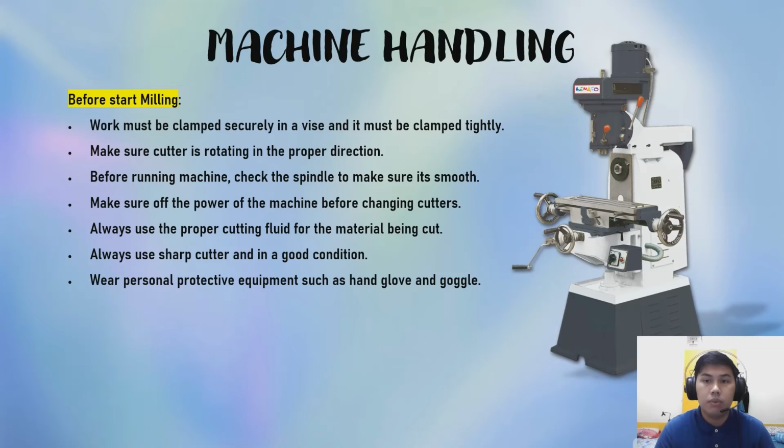Before we run the milling machine, we need to check the spindle to make sure it is smooth, and we need to turn off the power of the machine before changing cutters to avoid any injury. We also need to use the proper cutting fluid for the material being cut, and use a sharp cutter in good condition. If at all feasible, rig a guard or shield to prevent chips from hitting other people. And lastly, we need to wear personal protective equipment, also known as PPE, such as hand gloves or goggles.